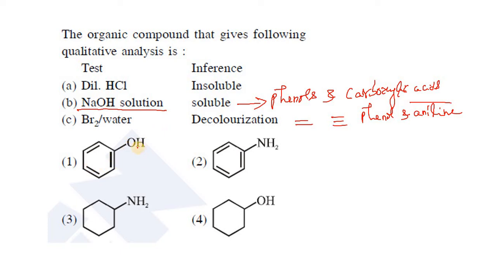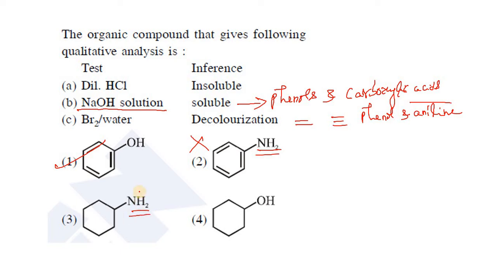Let us take the first option. It's a phenol. It is insoluble in dilute HCl, soluble in sodium hydroxide solution, and also decolorizes bromine water. So this one is the correct option. If you take the second one, this one is aniline. This one is soluble in dilute HCl, insoluble in sodium hydroxide solution, and it also decolorizes bromine water. So the second one is not correct.